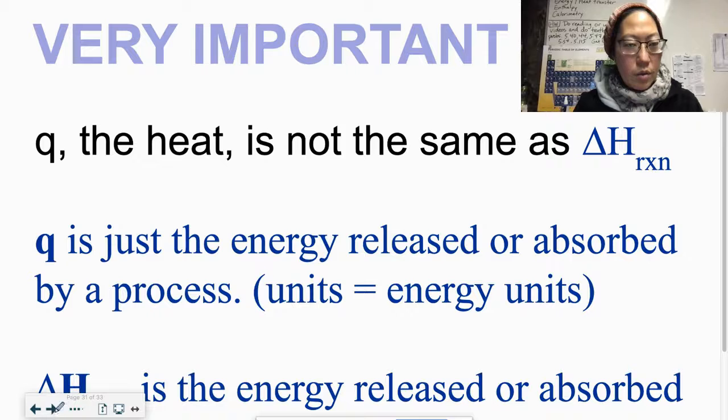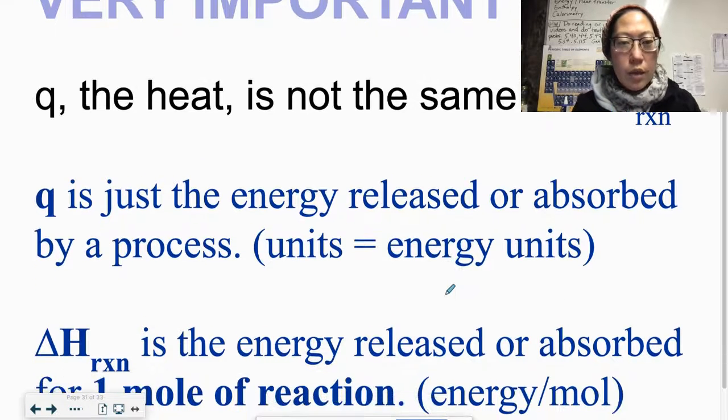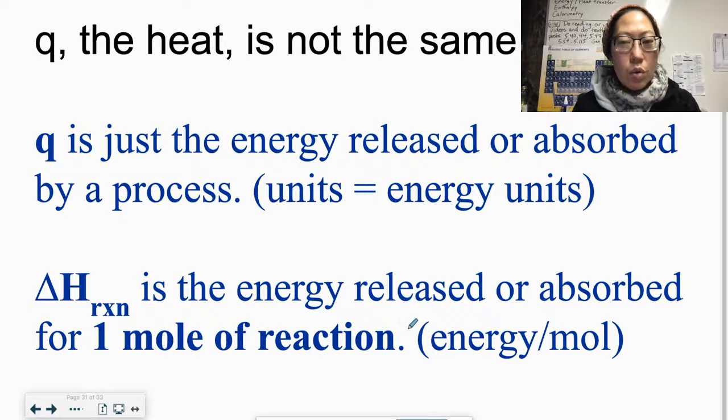Finally, this is a very important note. Q is not the same as the heat of reaction. Q, the heat, is not the same as delta H. Q is just the energy released or absorbed by a process, and the units are going to be energy units: joules, calories, ergs, BTUs, whatever. But delta H is the energy released or absorbed for 1 mole of reaction. So this is going to have units of energy per mole of reaction.